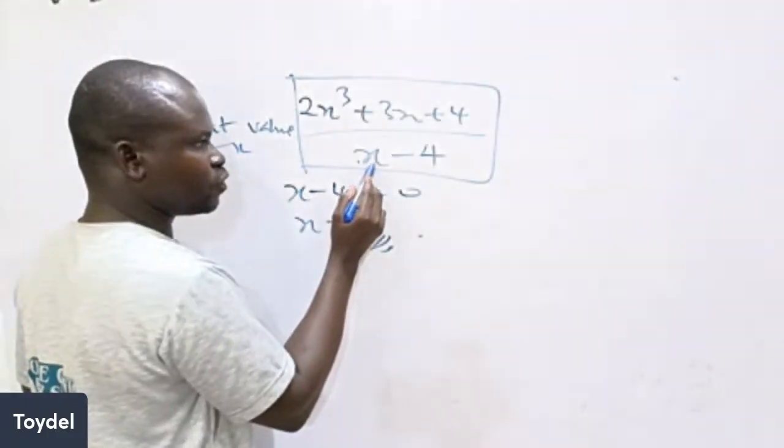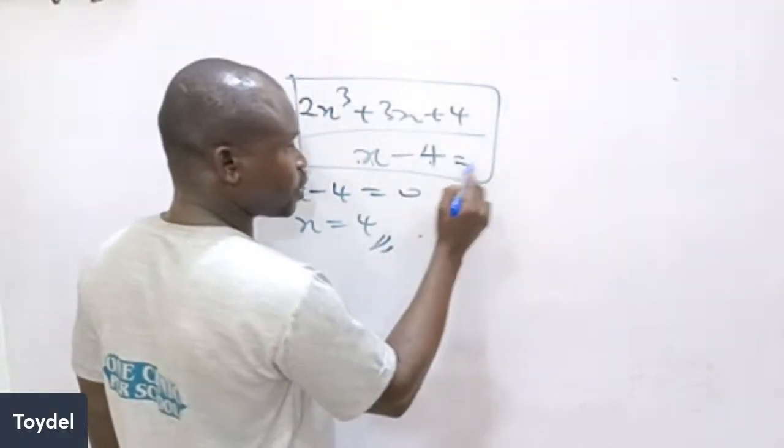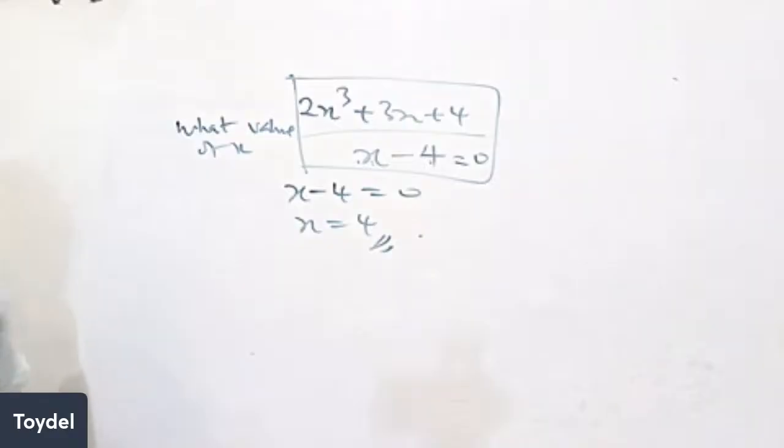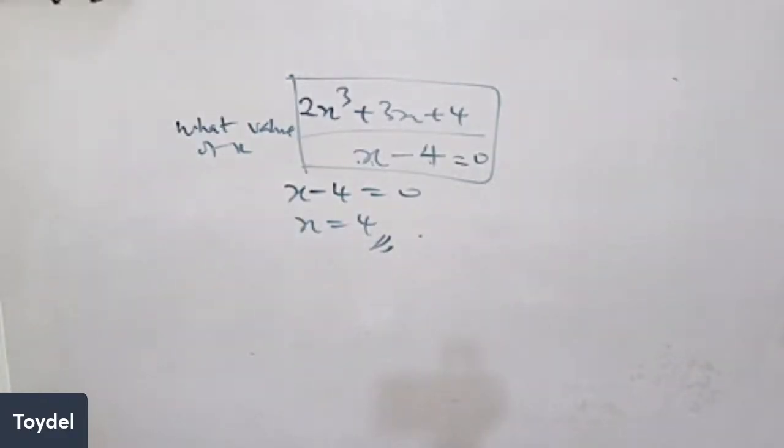So when x is equal to 4, this particular expression will be undefined, because we have 4 minus 4 equal to 0. And as long as you have 0 at the denominator, that expression will be undefined. So if the question says what value of x will make that expression undefined, just make sure that you equate the denominator to 0. So please let's take note.